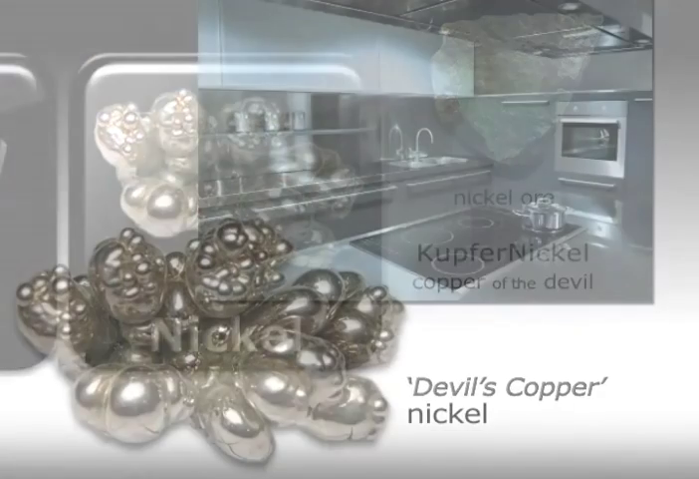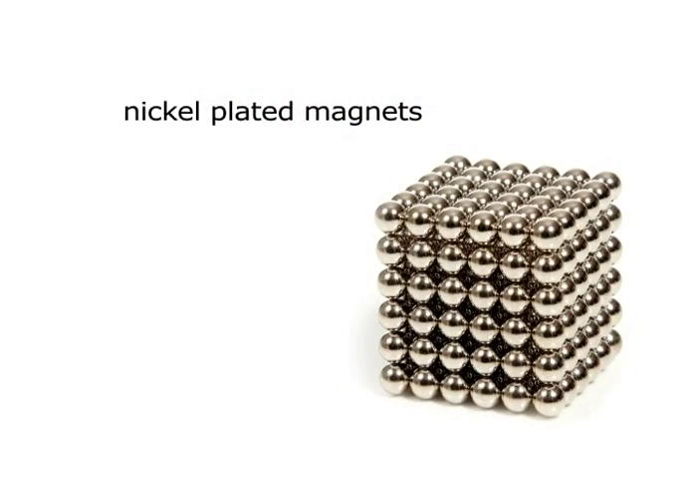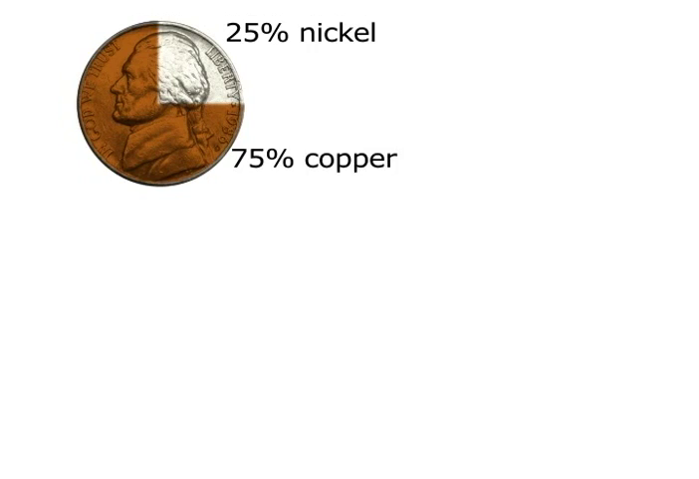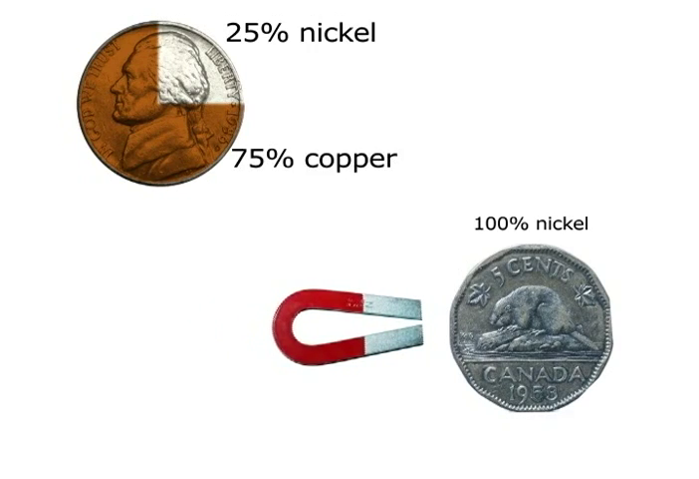Most nickel is made into stainless steel and superalloys for jet turbines. Nickel is the third of the natural magnetic elements. The U.S. nickel coin, however, is not magnetic, as it is an alloy of only 25% nickel and 75% copper. Older Canadian nickels, however, were 100% nickel and would readily jump onto a magnet.